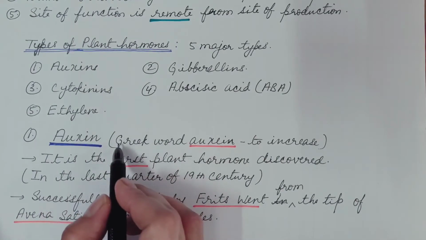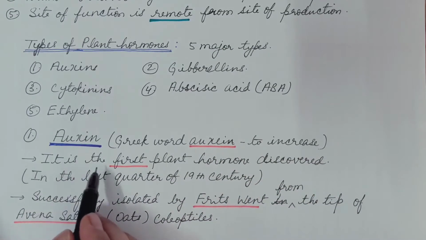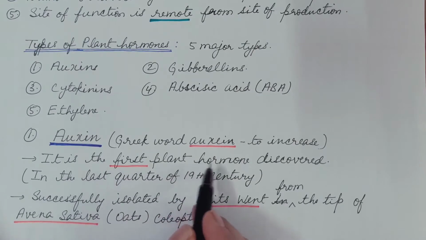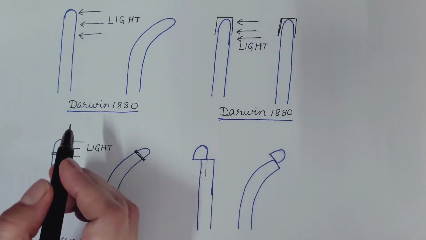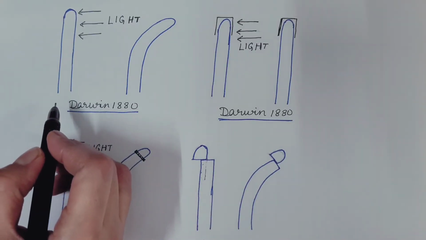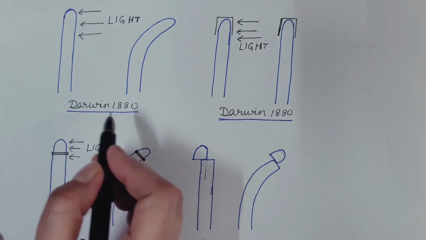Auxin. The name is given from the Greek word auxein, which means to increase. It is the first plant hormone that was discovered. It was discovered in the last quarter of the 19th century and it was successfully isolated by Fritz Wendt from the tip of Avena sativa coleoptiles, which is oats. Now let us discuss some of the experiments that were conducted which led to the discovery of the auxin hormone.